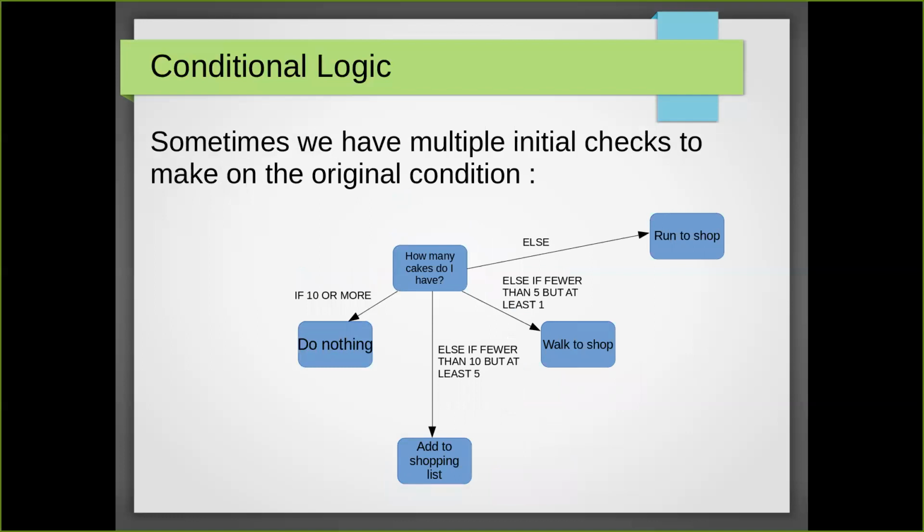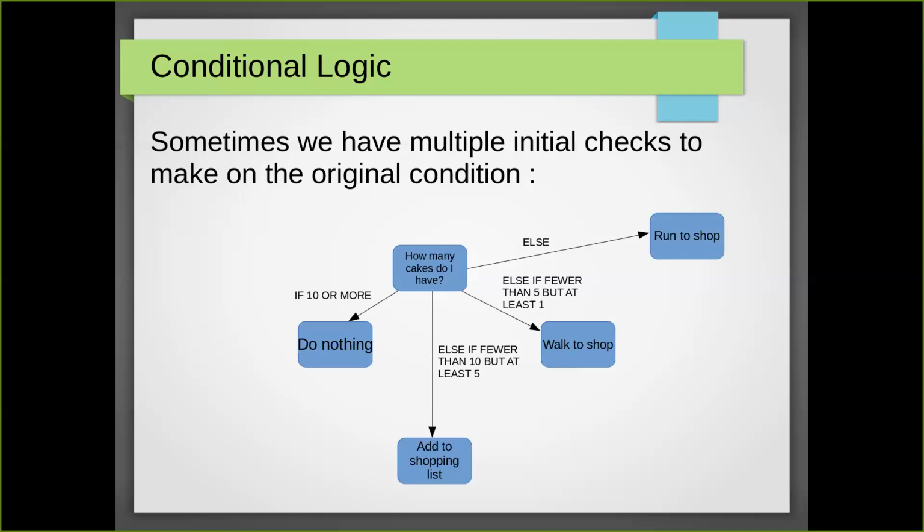And sometimes we have more than a binary check to make. It may not just be as simple as if this, do this, if that, do that. It may be that we say, okay, how many cakes do I have? If I've got 10 or more, then I'm probably good for cake for a minute, so I'll do nothing. But if that's not true, then I want to check some more information. If I've got at least 5 cakes, that's probably the point at which you want to add something to your shopping list.